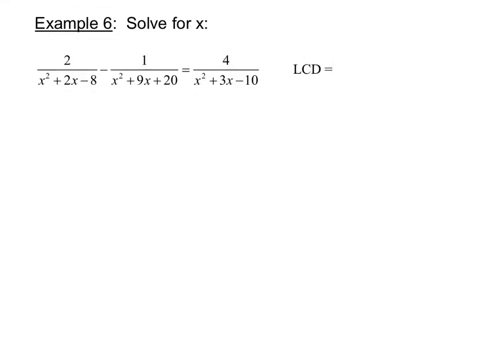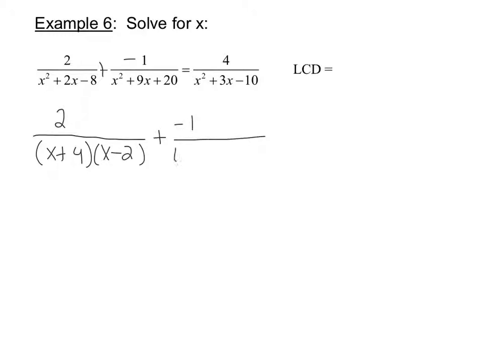Alright, so first step, factor. Except, actually, the first step, see how you have minus here? Change that to plus negative 1. Anytime you see minus, change it to plus and negative. So I have 2 over x plus 4, x minus 2, plus negative 1 over x plus 5, x plus 4, equals 4 over x plus 5, x minus 2.